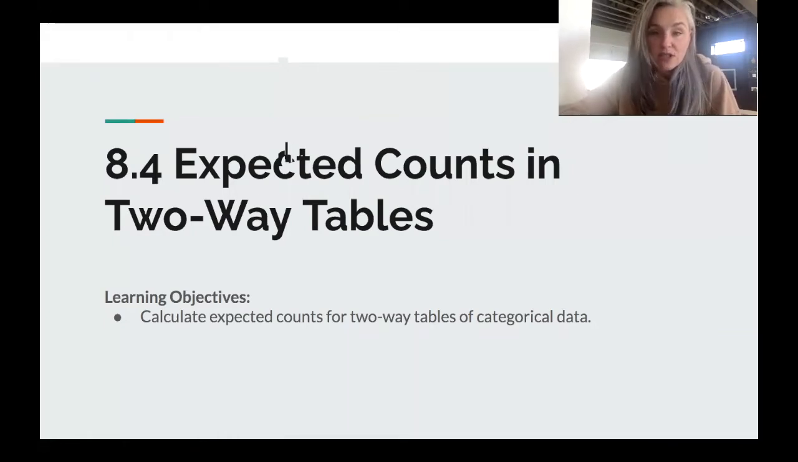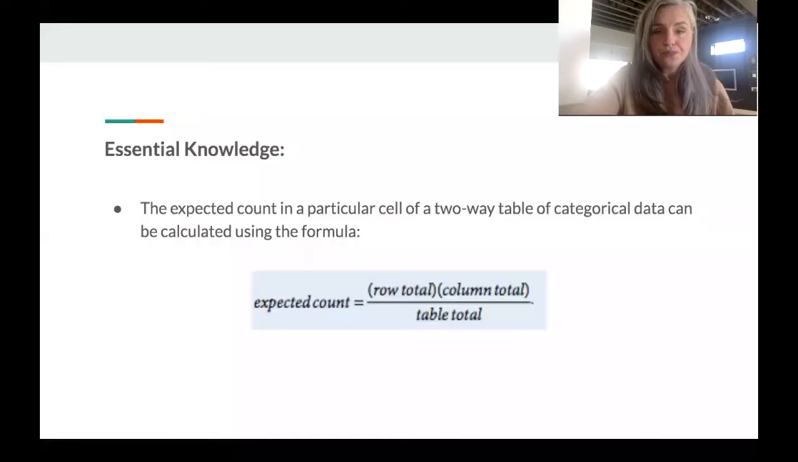8.4 expected counts and two-way tables, and this is going to be the fastest video ever. So this is just a skills video. There's not a lot of explanation here. So just how do you calculate expected counts for a two-way table of categorical data? And it's super duper simple.